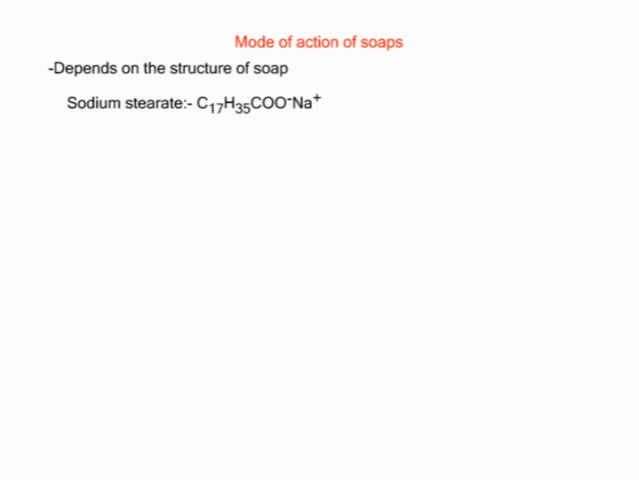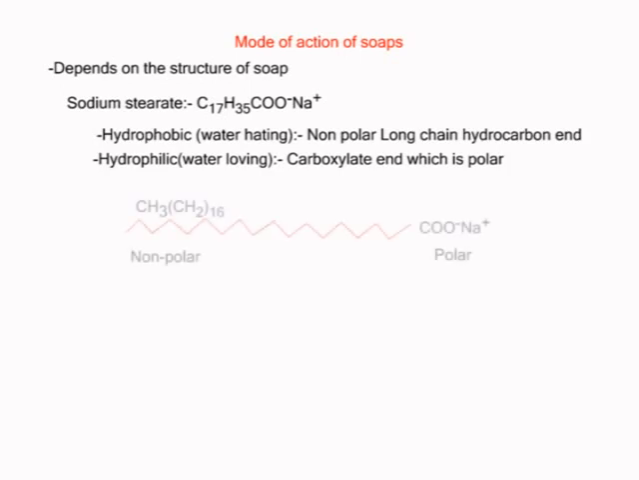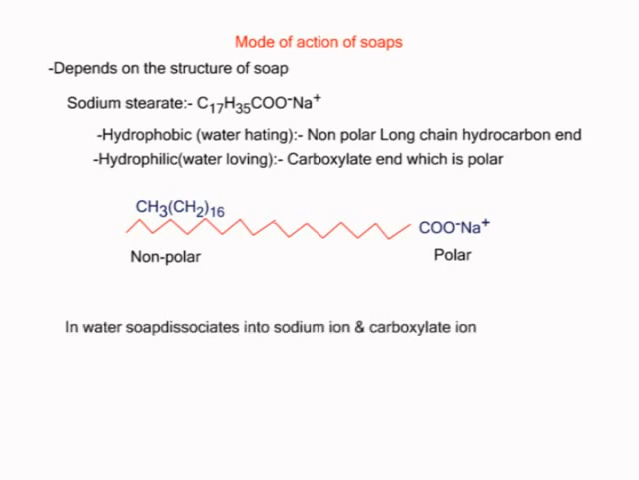Now, a soap molecule has two parts. The first one is a hydrophobic end, and a hydrophobic end is a hydrocarbon chain end which is non-polar and has no attraction for water, or we can say in simple language it's water hating. The other part is hydrophilic, and hydrophilic end is a carboxylate end which is polar and is attracted to water, or we can say it's water loving. Now this end is in fact negatively charged in water. So this is a general structure of a soap molecule. When in water, the soap dissociates into sodium ion and carboxylate ion. The non-polar end is oil soluble while the polar end is water soluble.